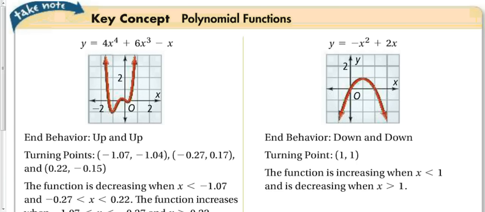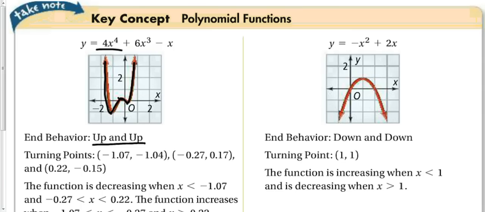So if I look at a few types of polynomial functions, I can see, number one, that this is a positive number and this is an even exponent. So that means both ends go up and up. Okay? This particular graph has 1, 2, 3 turning points. And then we can see by the graph that the graph is decreasing until it turns, then increasing, decreasing, increasing. And that's just a matter of looking at the graph.